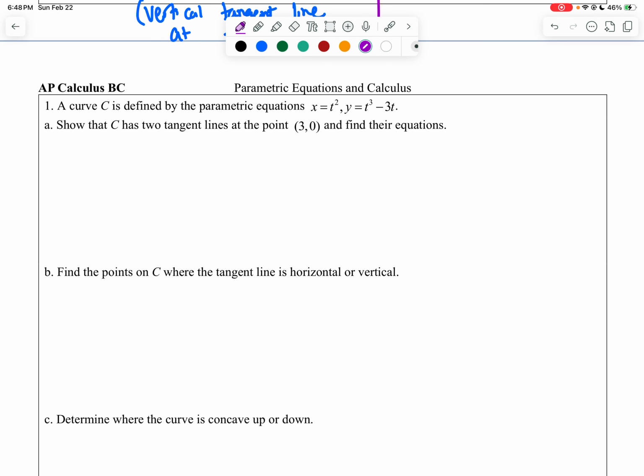All right, these are the homework problems for parametric equations. So most of these problems are going to be with the first derivative, the second derivative, and then a couple problems will deal with arc length at the end. So I don't know if I'll do all of the problems, we'll see.